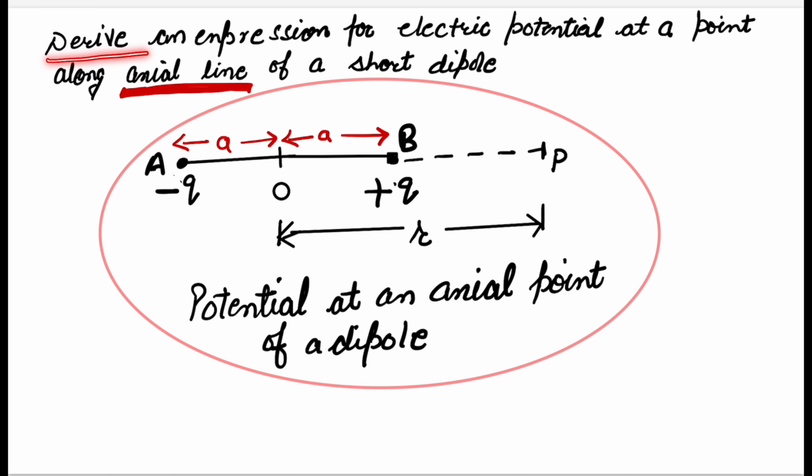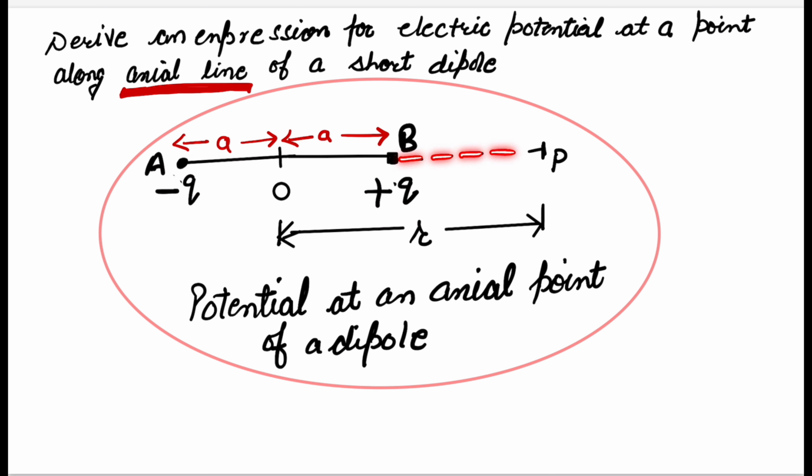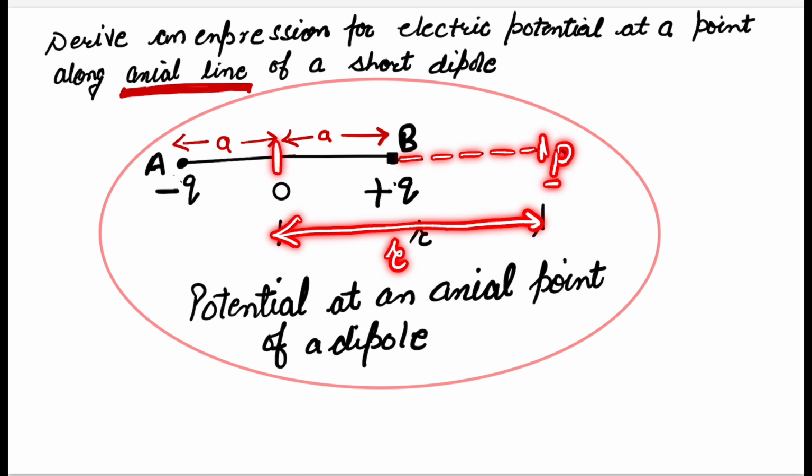The first is to derive an expression for the electric potential at a point along the axial line of a short dipole. So we have a dipole, minus q charge and plus q charge, separated by a distance of 2a. We extend the dipole axis. The point P lies on the axis of the dipole such that this point P has a distance r from the center of the dipole. O is the center of the dipole and the distance is r.